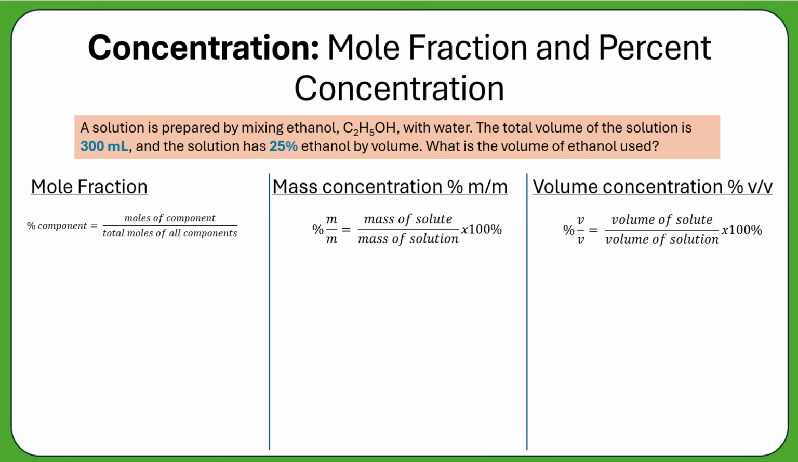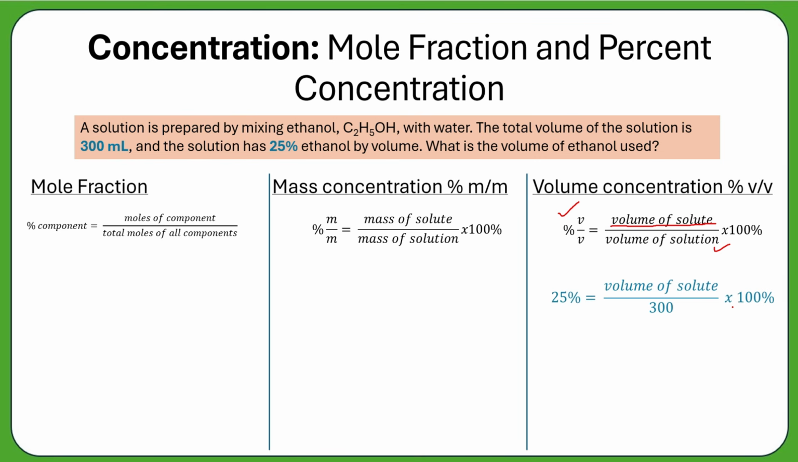The percent by volume is already given, and the volume of the solution is also given, but we need to find the volume of the solute instead. So this is given, this is also given, and we need to find the volume of the solute. The same process. You need to plug in the values and then find the unknown. Okay, so we have 25% as our percent concentration, 300 at the bottom, which is the volume of the solution. Volume of the solute is unknown, that's what we're going to find, and times 100%.